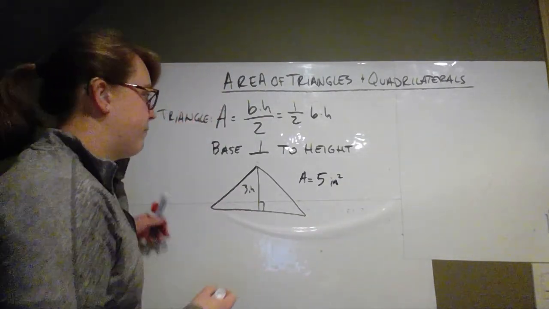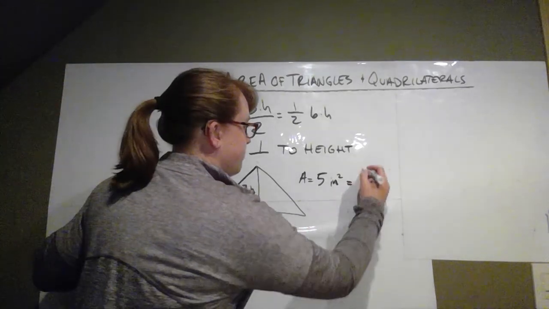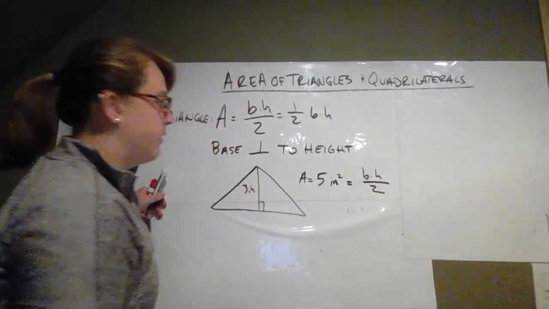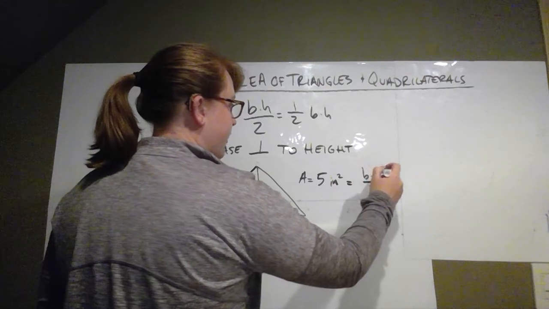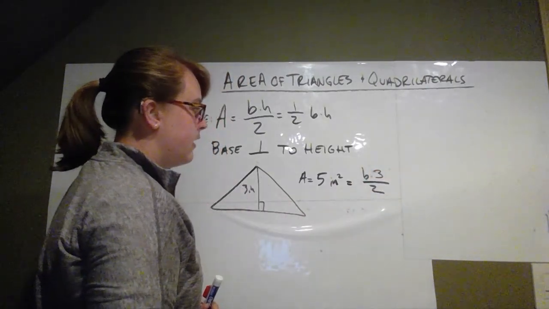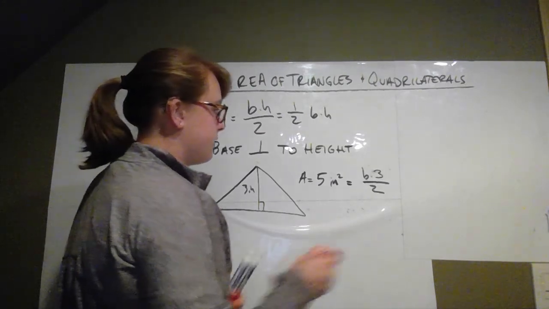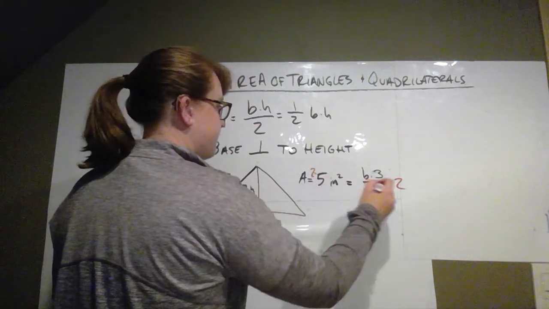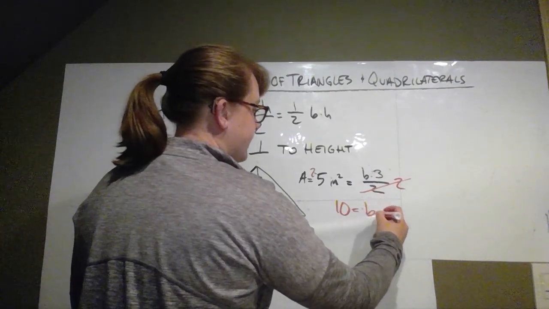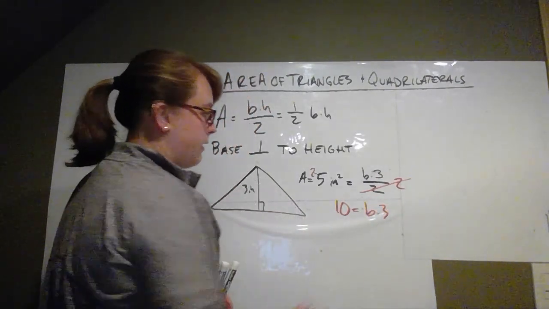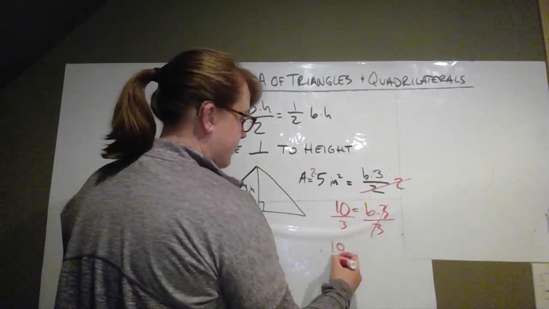Okay, so our area is 5 square inches, and we also know that area is equal to base times height divided by 2. So now all I have to do is plug in the height that I know to solve for the base. So I'm going to plug in 3 here, and then to get rid of my fraction, I'll multiply by 2 on both sides. So 2 times 5 is 10. Those cancel, and we get b times 3 over here. Then we want to divide by 3 on both sides, and we get 10/3.